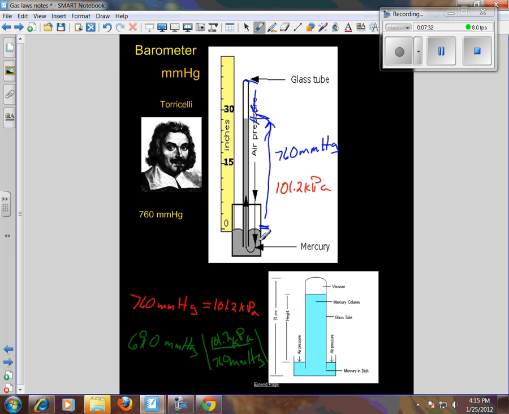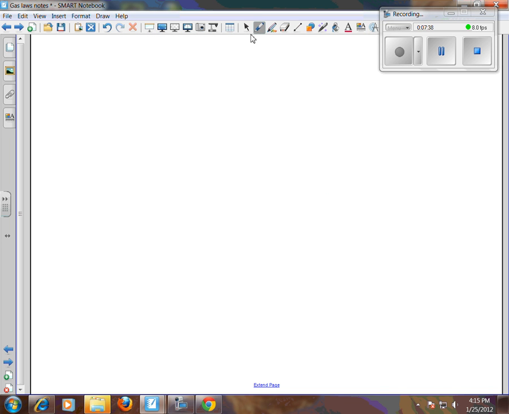Now, there are a variety of pressure units, and one of the things we're going to look at is some of the pressure units we deal with. We figured out that 101.2 kilopascals is equal to 760 millimeters of mercury. To give Torricelli credit for the work that he did, we call 760 millimeters of mercury a torr, standing for Torricelli. So 760 millimeters of mercury equals 760 torr.